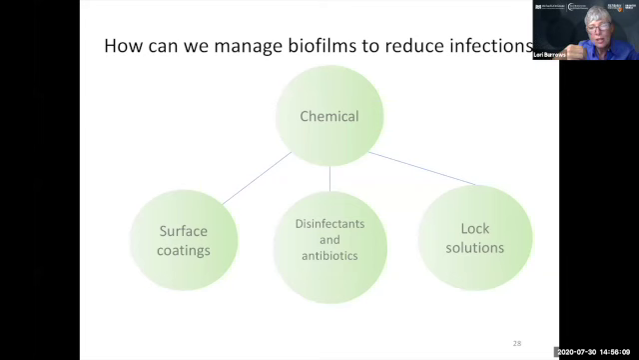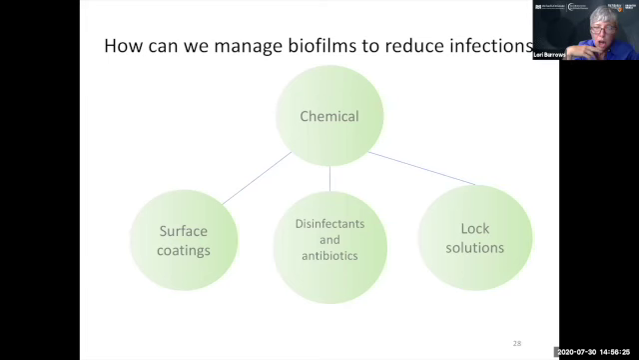Many people have tried to make surfaces that elute things like antibiotics. That is not a good idea because, as I mentioned, that can contribute to resistance. So those approaches are sort of frowned on now.